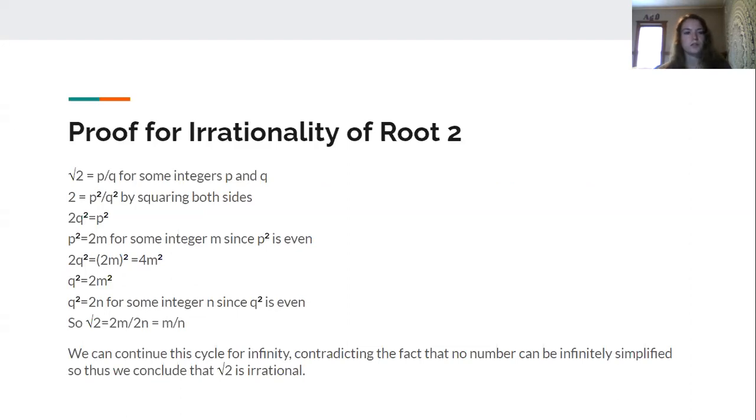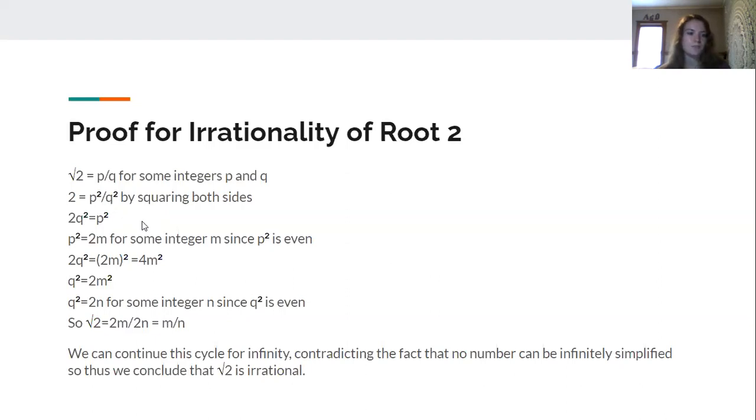So looking into how Euclid proves that the square root of 2 is irrational, he's going to start by assuming that the square root of 2 is rational. So using the definition of rational, he's going to say that the square root of 2 equals p divided by q for some integers p and q. This means that 2 is going to equal p squared divided by q squared by squaring both sides. Then he can say that 2q squared equals p squared by multiplying both sides of that equation by q squared.